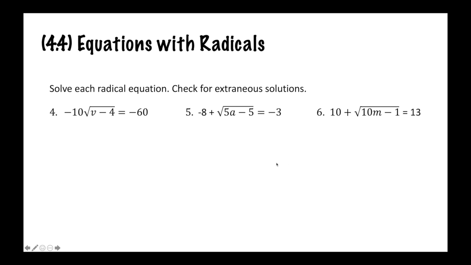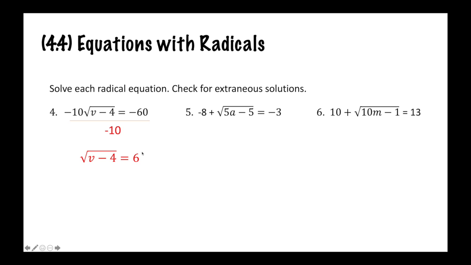For number 4, here, again, in order to get the v by itself eventually, I first of all will want to isolate the radical. So in order to get that by itself, I've got to get rid of this negative 10. And since the relationship here is multiplication, I will want to divide both sides by negative 10. Once I divide that by negative 10, it's canceled on this side, and I just get the square root of v minus 4 is equal to 6.